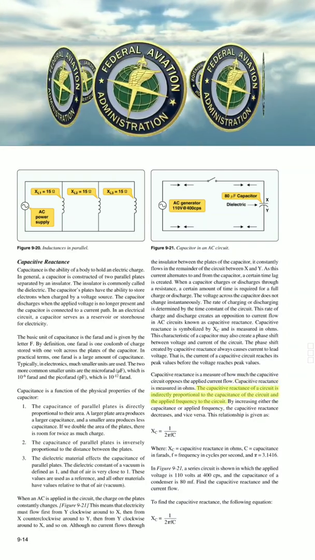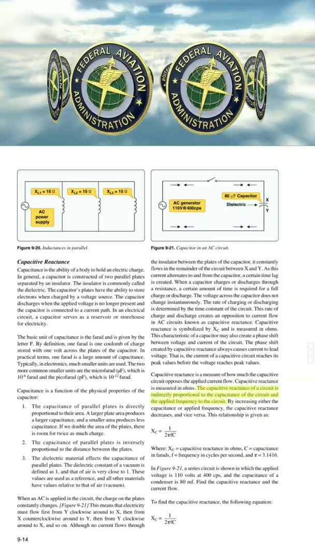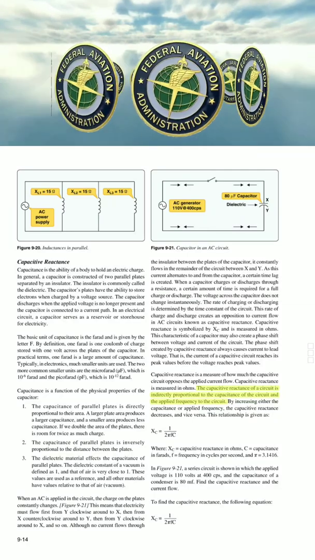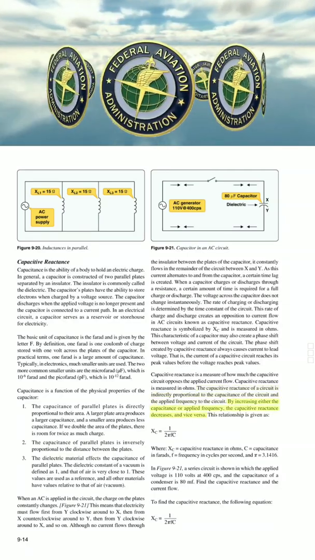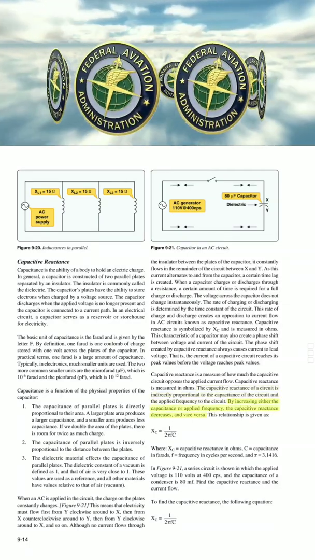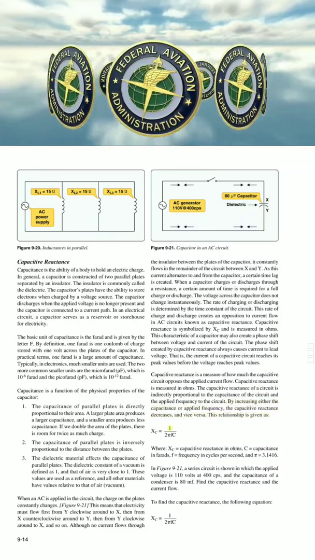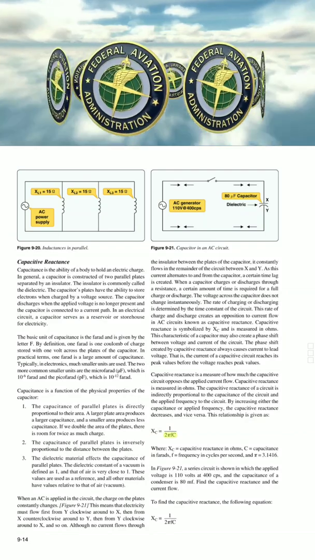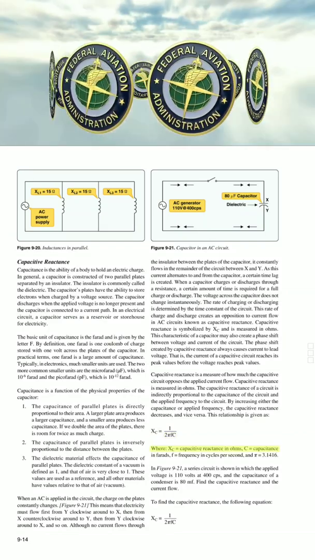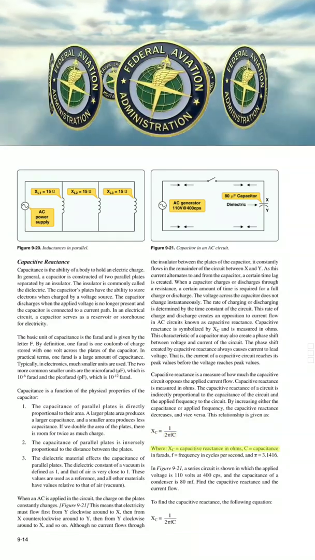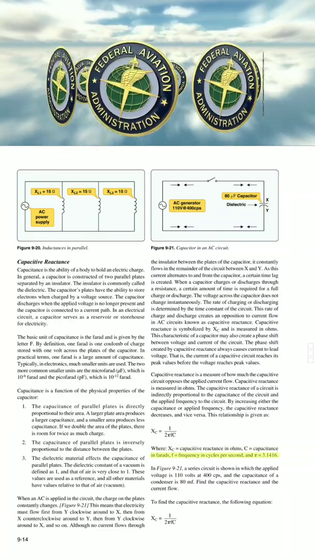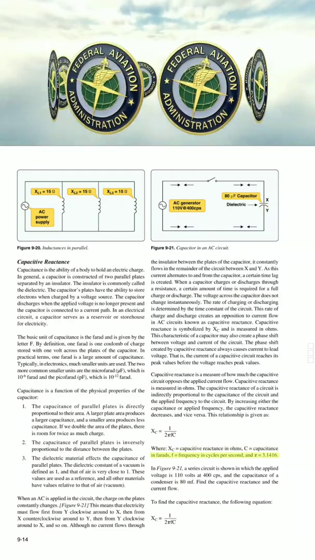The capacitive reactance of a circuit is inversely proportional to the capacitance of the circuit and the applied frequency to the circuit. By increasing either the capacitance or applied frequency, the capacitive reactance decreases, and vice versa. This relationship is given as Xc equals 1/(2πfC), where Xc equals capacitive reactance in ohms, C equals capacitance in farads, f equals frequency in cycles per second, and π equals 3.1416.